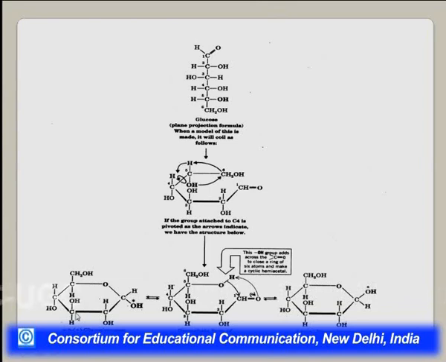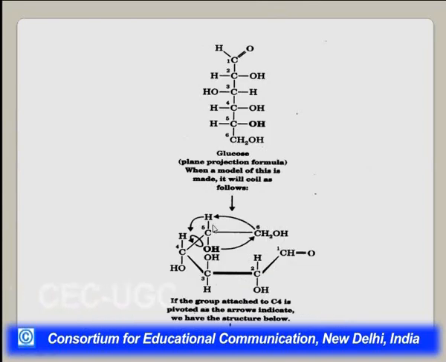And if you look carefully at this structure, or we can say the configuration around each carbon atom, every carbon atom is the same except this one. If you look at this hydroxyl group and this hydroxyl group, one is axial and the other is equatorial. How does it happen? Let us see more carefully.